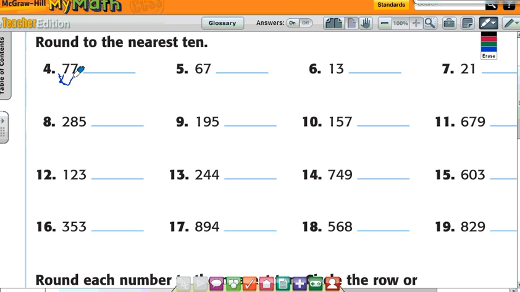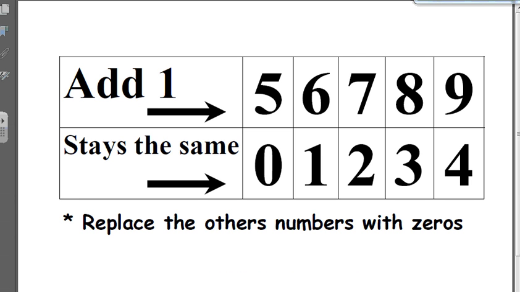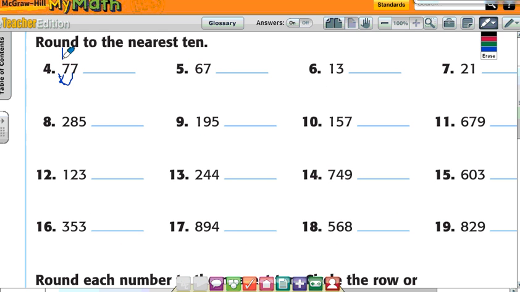Look at number to the right. What does the 7 say? Look at your chart. What does the 7 say? Add 1. So 1 plus 7 is 8. 1 plus 7, not 1 minus 7. So 1 plus 7 is 8. And replace the other 7 with? 0. So 77 is closer to 80 than to 70.